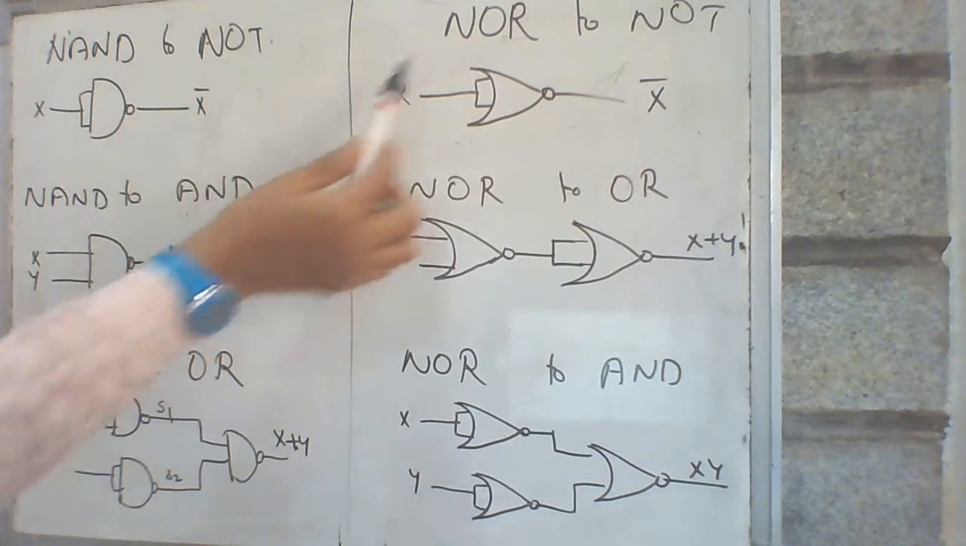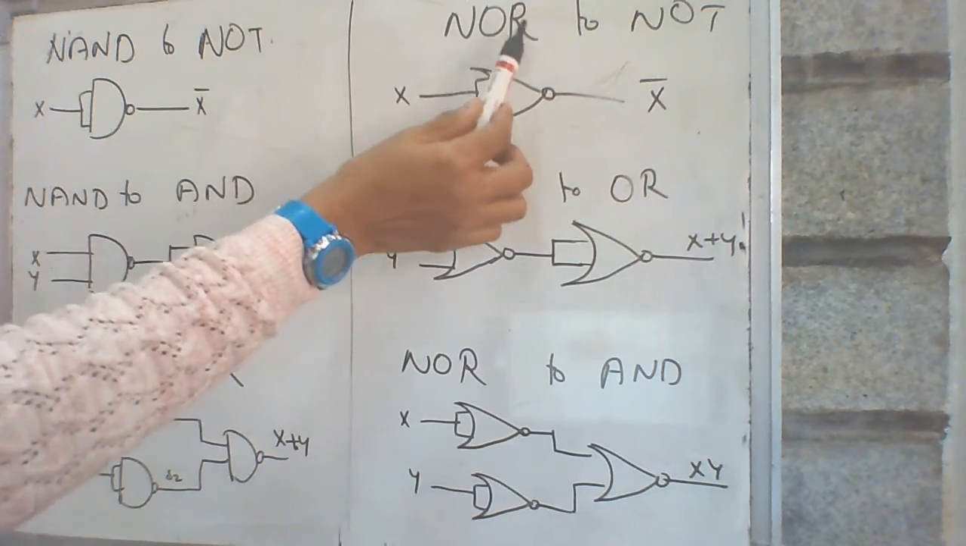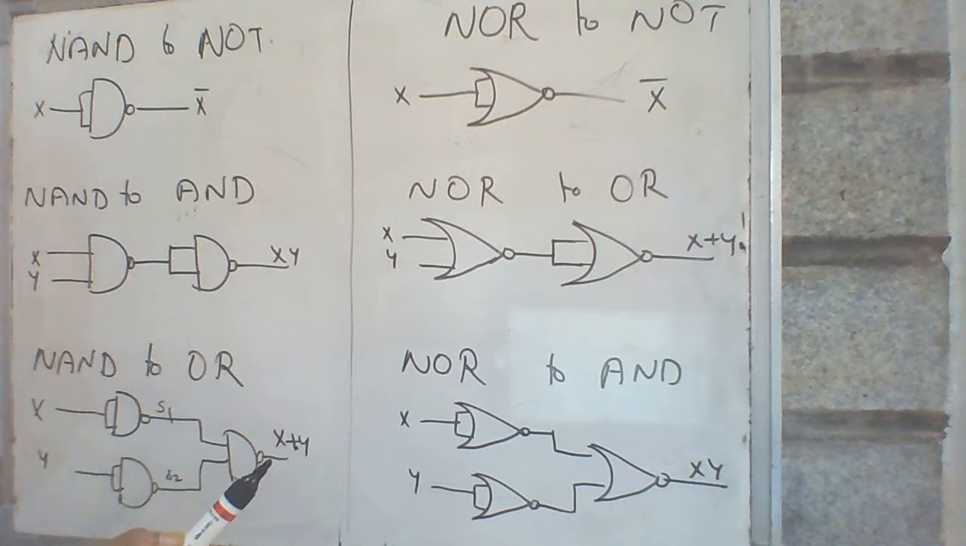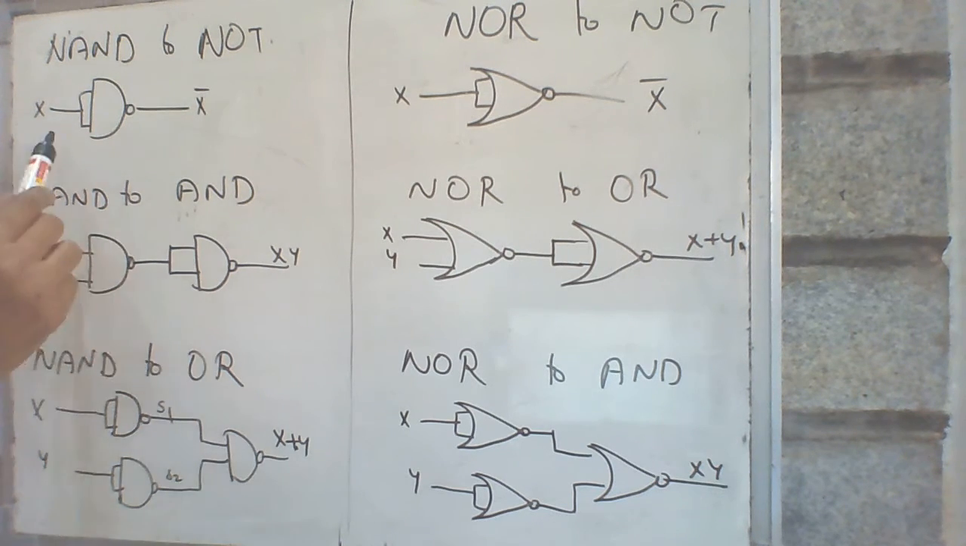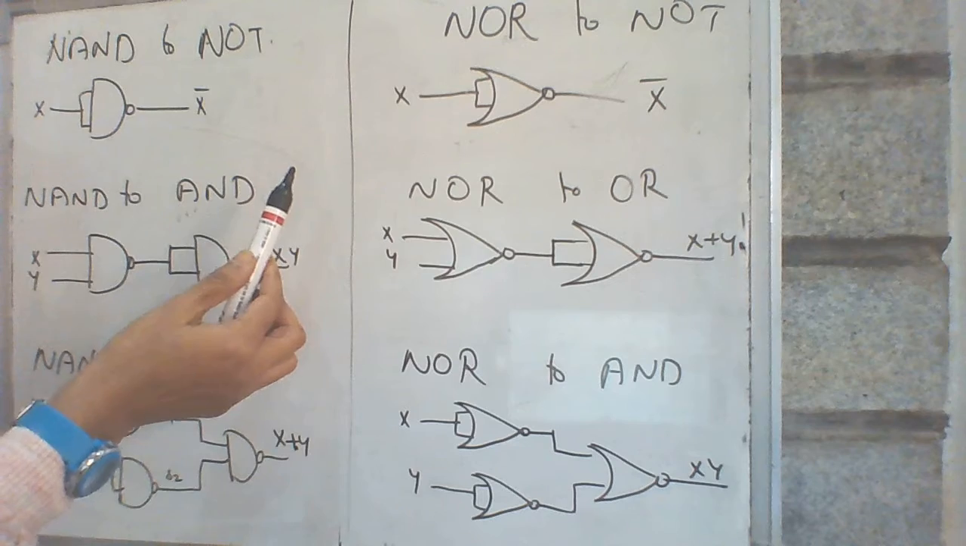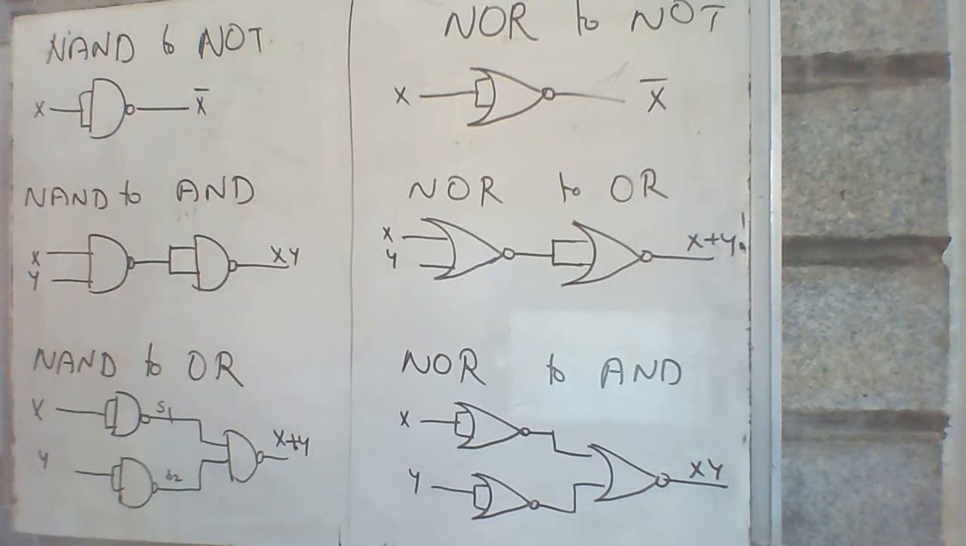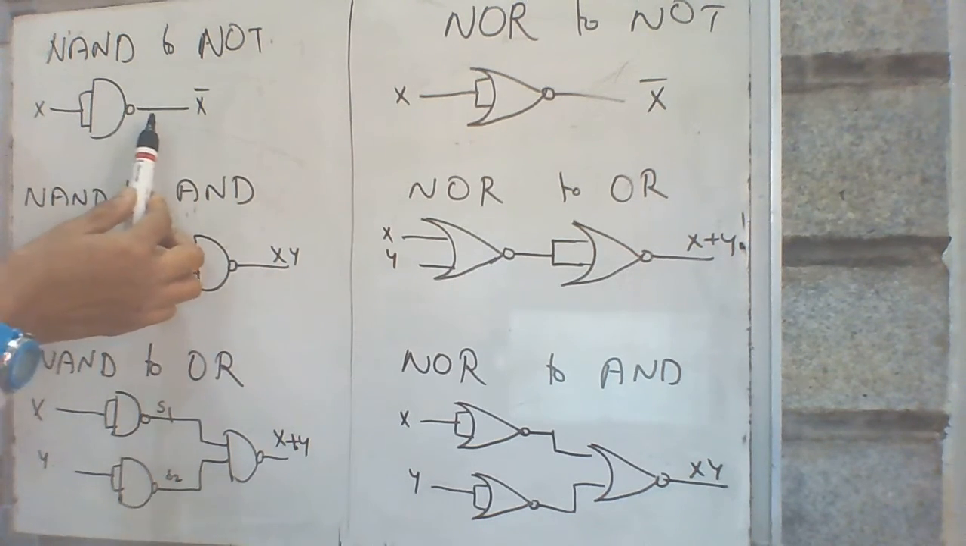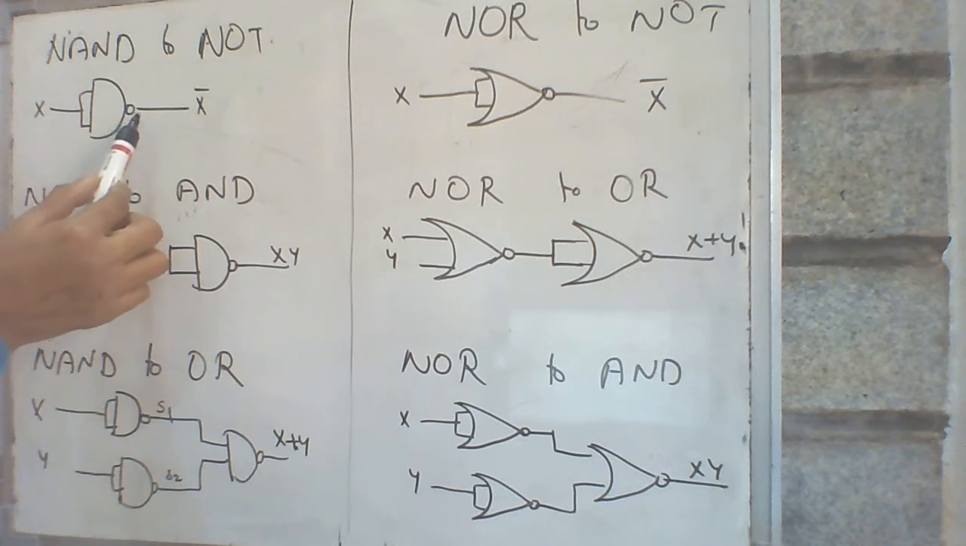See here, today we are designing this NOR to NOT logic, or how to design this NOT gate, OR gate and AND gate using this NOR gate. Then these are the diagrams. You can compare the diagrams. What is the similarity for these diagrams? This is the first diagram.